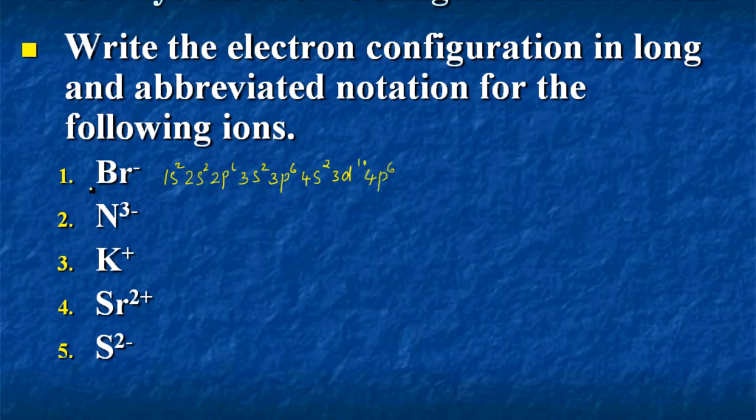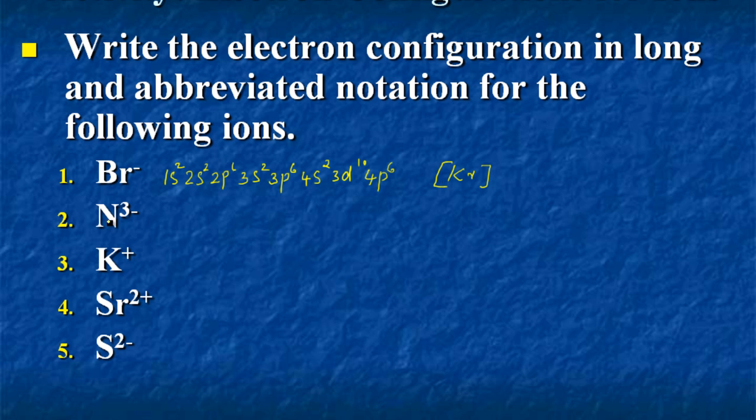So, this is Br minus 4p6, which is the same as what? But remember, this is how you differentiate. You just can't write Kr. You have to put it in square brackets just to say that only the number of electrons is the same. It's not Kr. See the difference? After bromine it is Kr, with that many electrons, that's what you are writing. Yes, that is the abbreviated one.